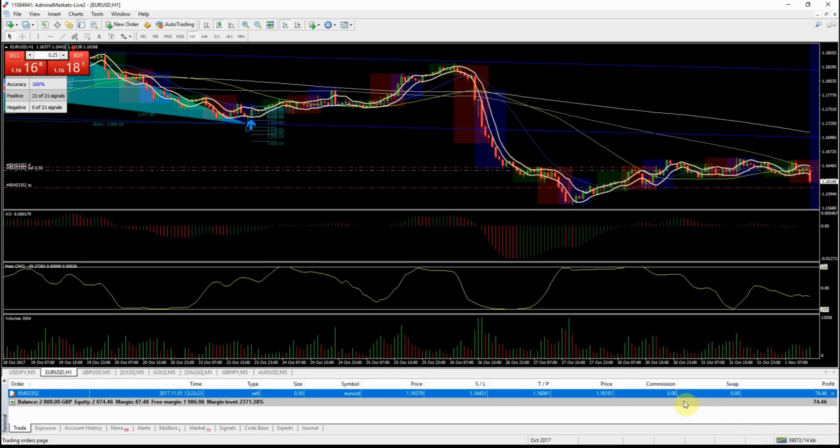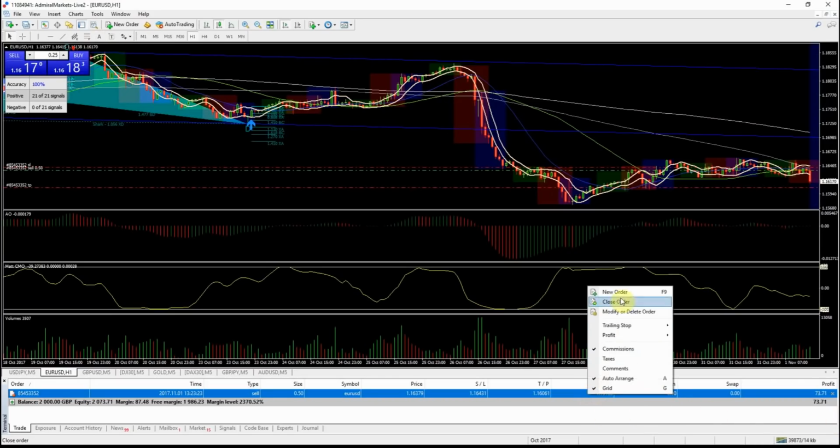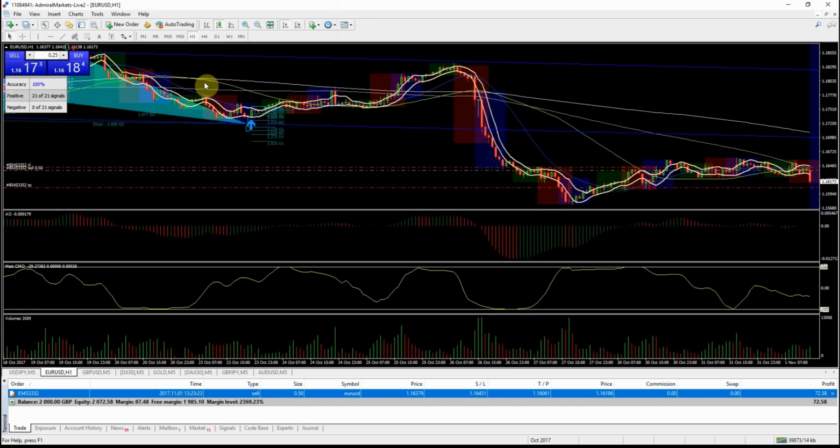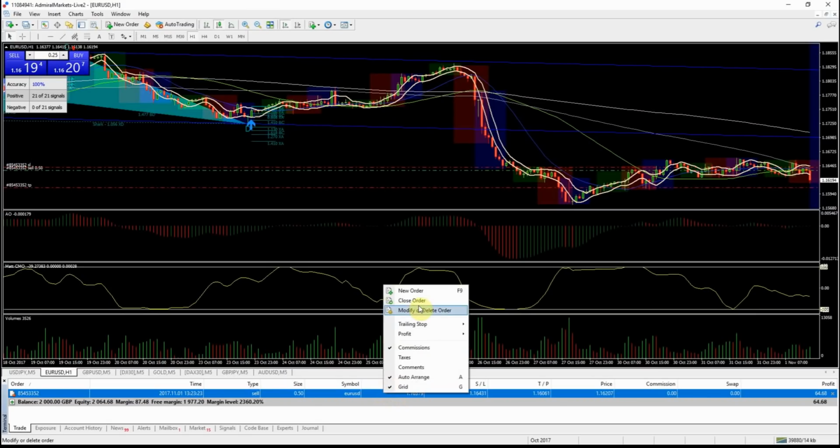And what I'm actually going to do is take half the position off here. So I'm going to close or modify or delete order. I need to close some stuff down on this computer because I've got a hell of a lot running on here.